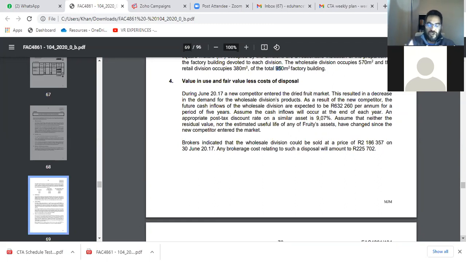So one, in no particular order, your explicit period should be limited to 5 years. If you want to use more than 5 years, you need to be able to justify it. So just to be safe, you use 5 years, okay? And then any period beyond 5 years, because remember the value in use should basically equal the remaining useful life of the asset, you must have a terminal value in year 5, like you do a free cash flow calculation.